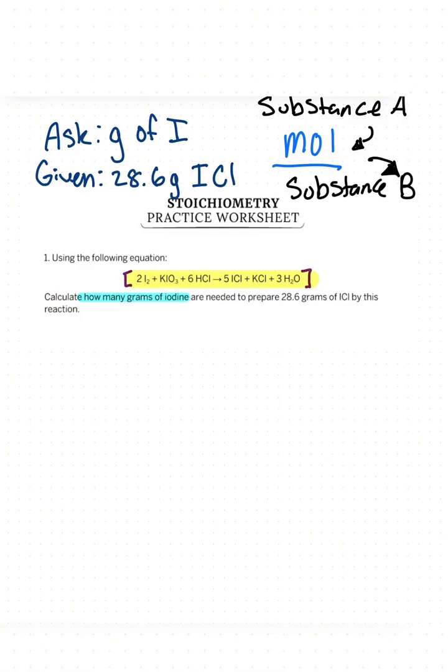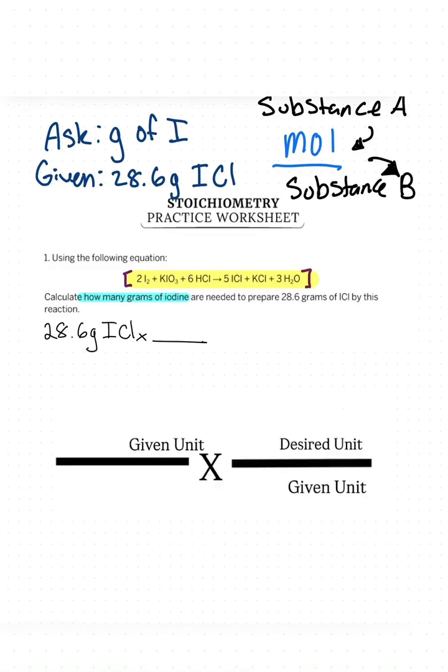So we've established that our starting point is 28.6 grams of ICl. Now, when you're doing conversion or stoichiometry problems, I want you to memorize this formula. You're going to put your given unit at the top, given unit at the bottom, so it has to match up with this unit over here so you can cancel it out, and put whatever you're desiring, so what you want to end up with, in the numerator. So we have 28.6 grams of ICl. So what do we have to put here so that it can cancel out the grams of ICl? Well, we can use its formula mass.